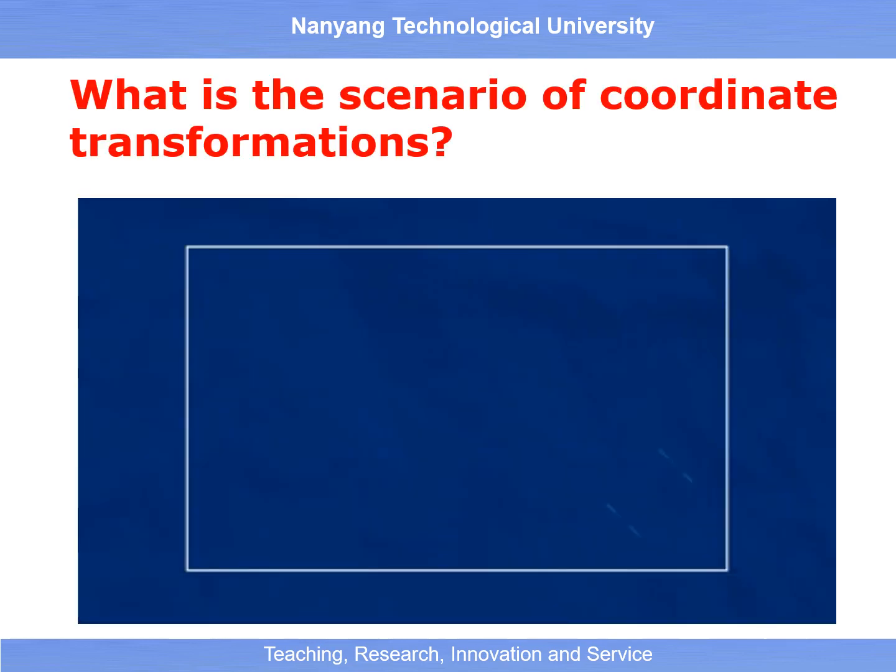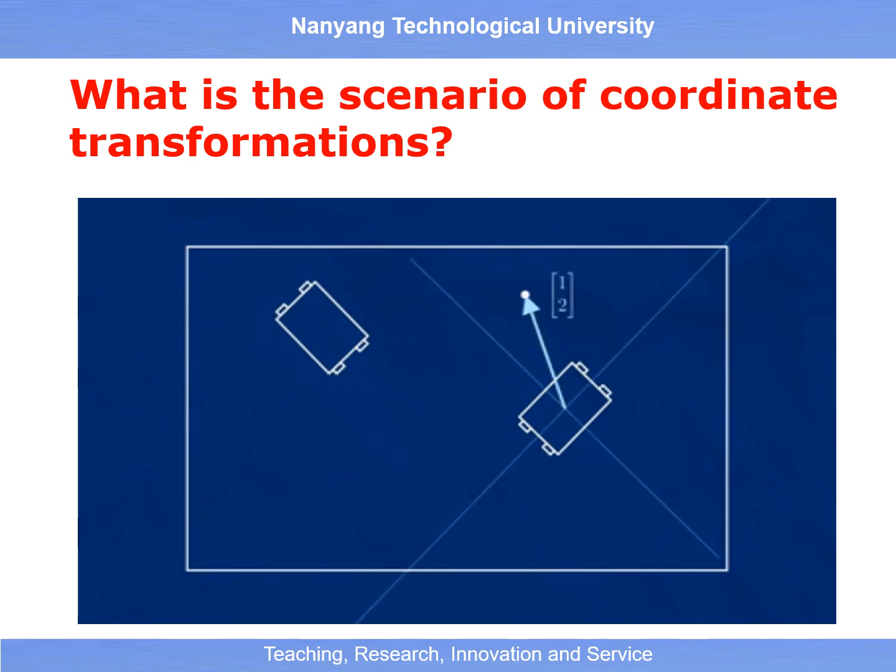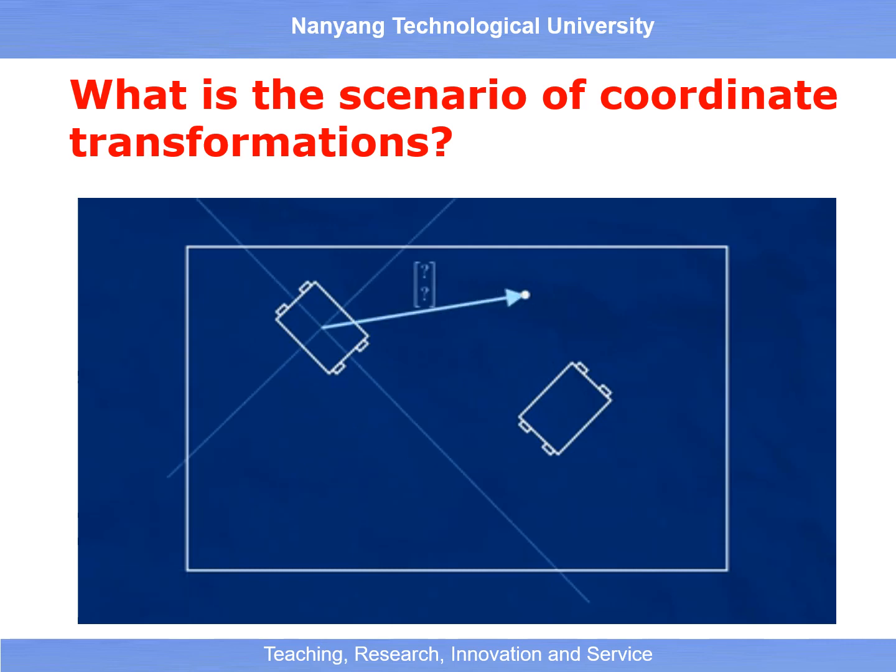Let's say we've got a couple of robots wandering around exploring a room. The first robot might find something interesting. Using its sensors, it can know where that object is relative to itself. But how do we know where that object is within the overall world or compared to the other robot?